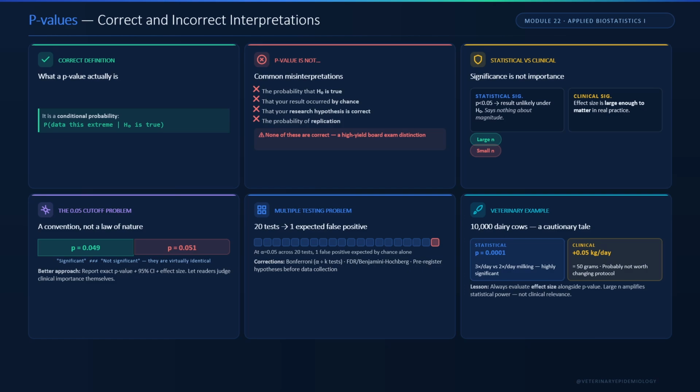Now here's the practical wisdom. Statistical significance is not the same thing as clinical importance. Picture 10,000 dairy cows where milking 3 times a day instead of 2 comes out highly significant, p equals 0.0001, but the actual benefit is 50 grams of milk a day. Statistically real? Practically meaningless. With a big enough sample, almost anything becomes significant. So always pair your p-value with an effect size and a confidence interval and let the clinical judgment follow from there.